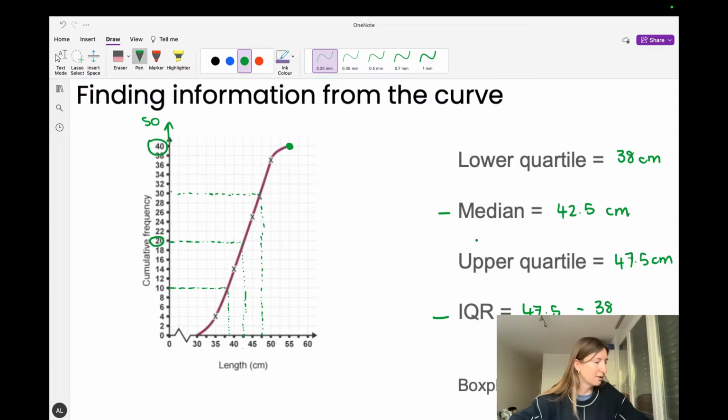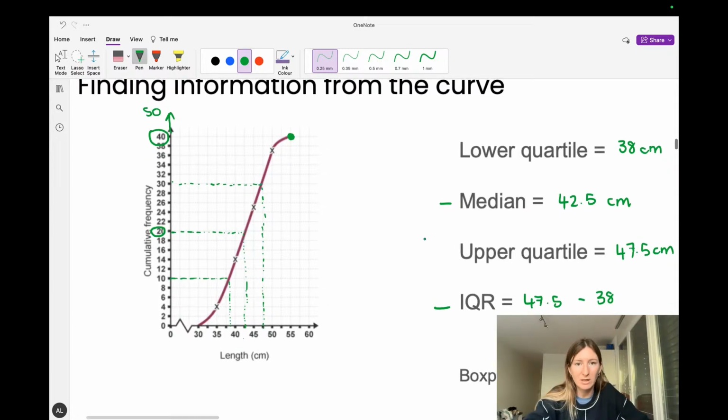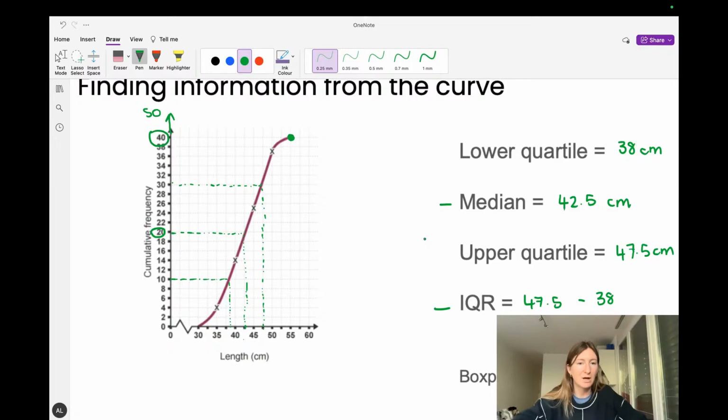Any questions? No. All right, so how this can relate to box plots. Often you'll have to draw a box plot after this, and they'll give you the box plot underneath the graph if you're lucky, or you have to draw it. But it's quite nice and easy, because can you see we've already got all that information here. So I'm just going to continue.